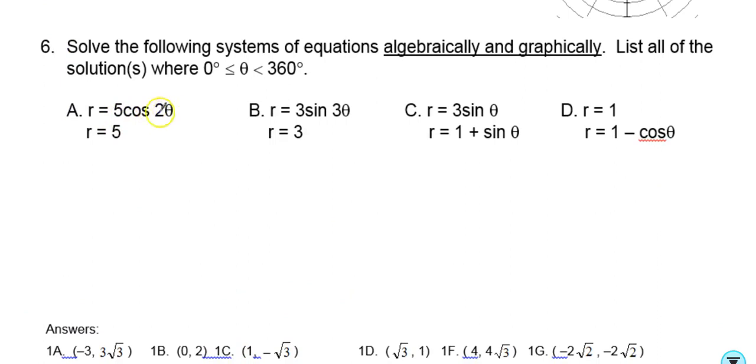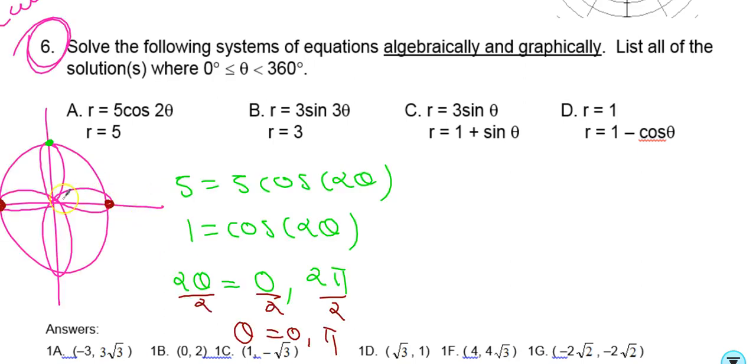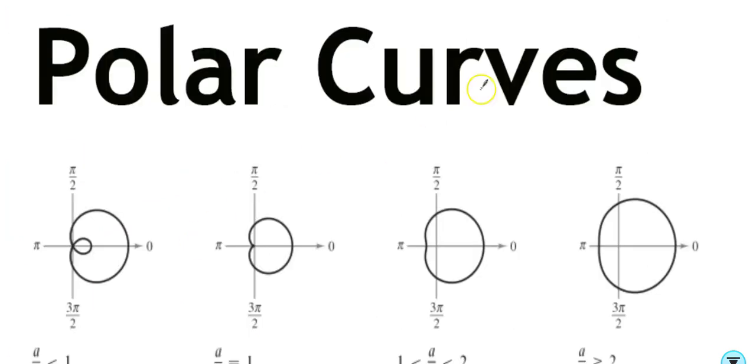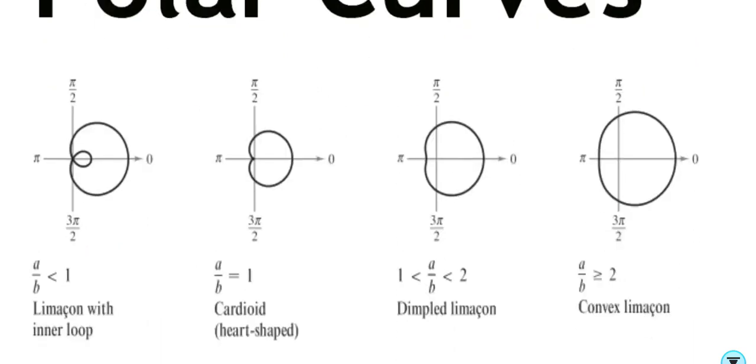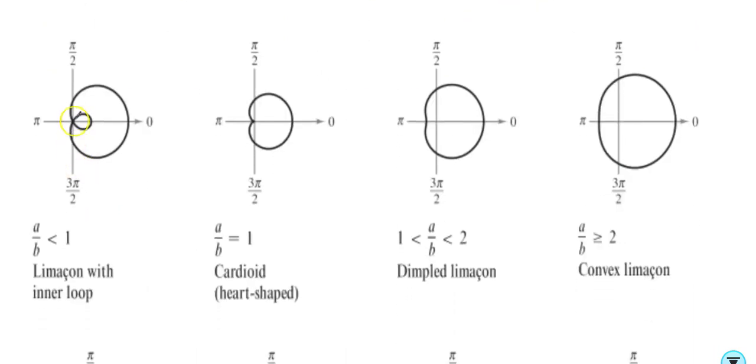5 cosine 2 theta is a 4-petal rose. Let me bring it back. This is the 4-petal rose and the radius is 5. So you will have to find where the graphs cross each other. I will explain more of this in class, but for now I believe you should know the shapes of the graphs. So this is the limaçon.